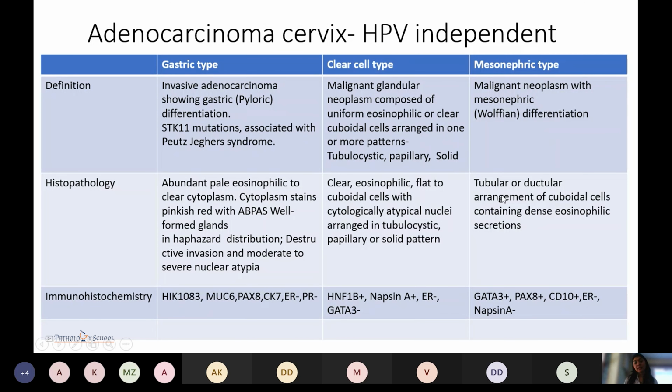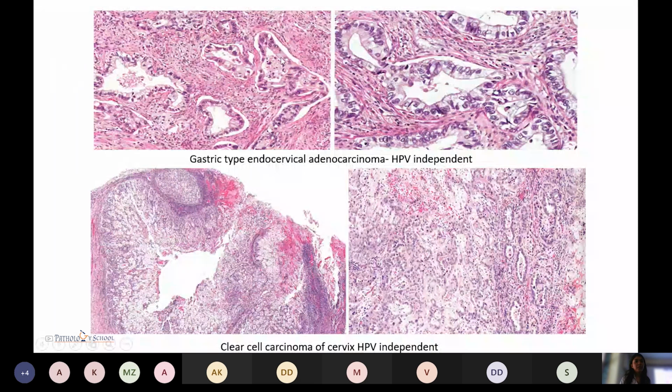So this is what the morphology looks like. This is a gastric type of endocervical adenocarcinoma. And this is the clear cell type. We can see the tubulocystic pattern and ductular pattern.